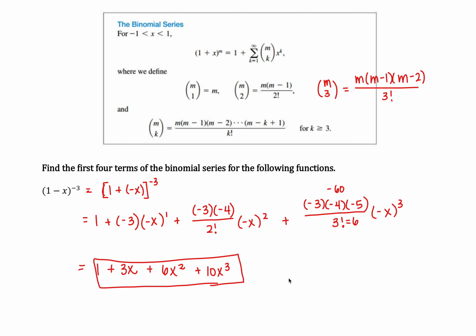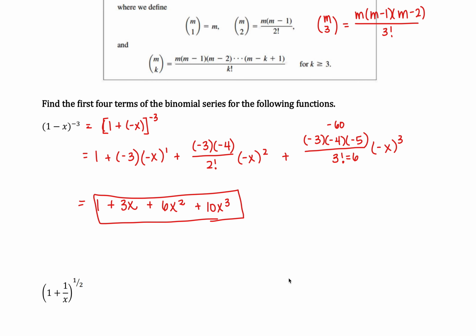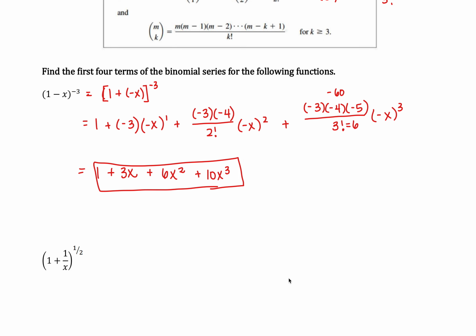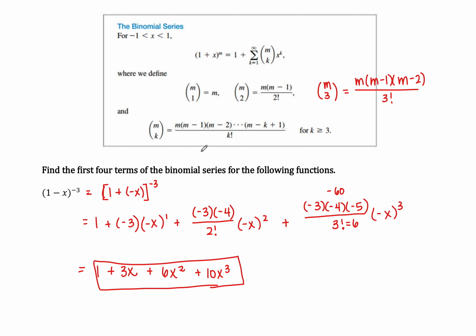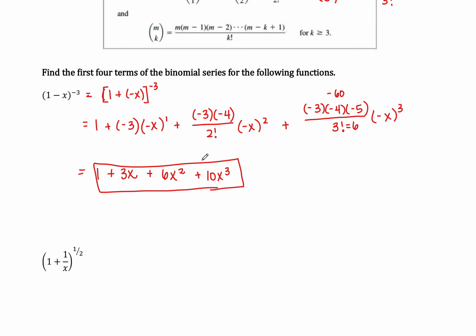So there are the first four terms of the binomial series for that function. So we're going to do it again. Here we've got 1 plus 1 over x to the 1/2 power. So this time our m value is 1/2, and instead of just having an x here, we've got 1 over x that we'll have to deal with.